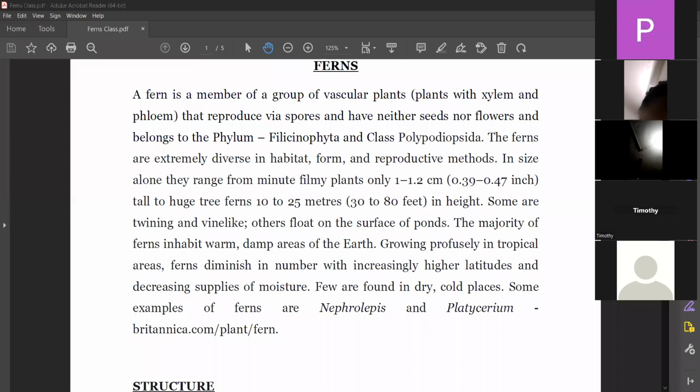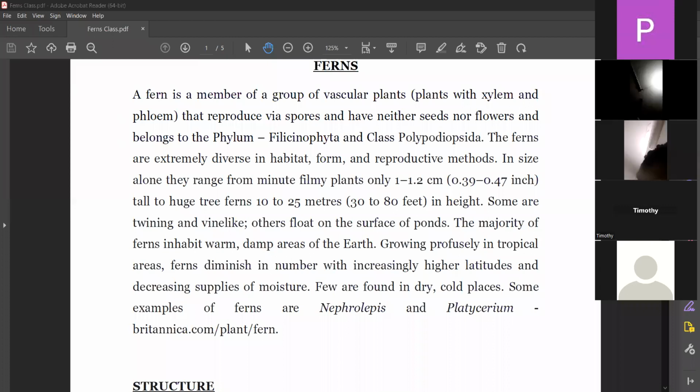Any other questions? Okay, another question. Yeah, I'm listening. How long does it take for a fern to germinate?